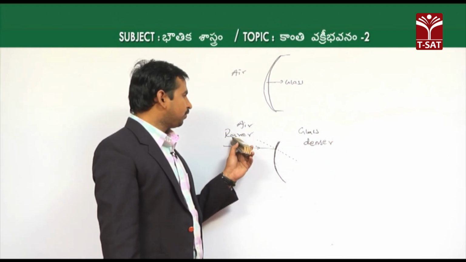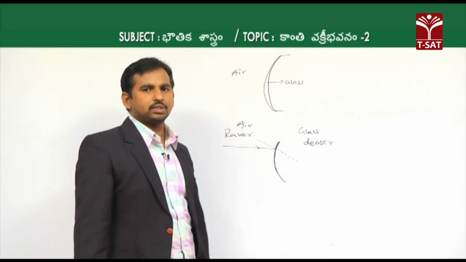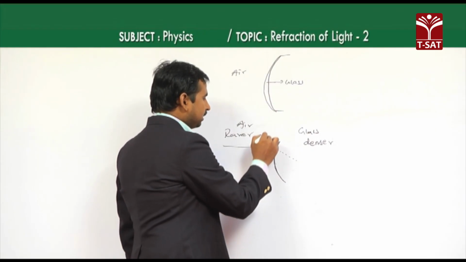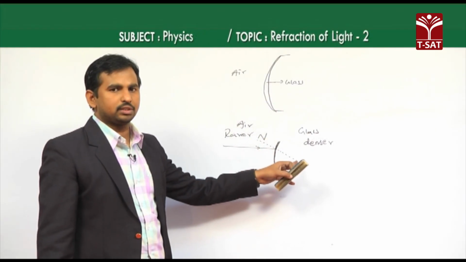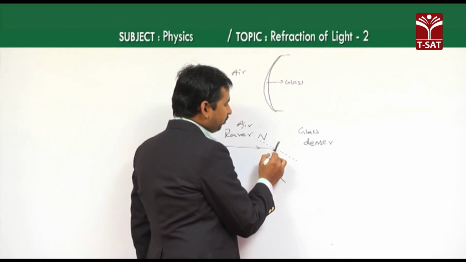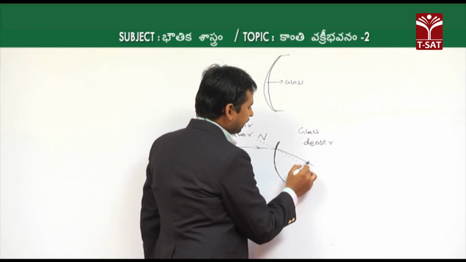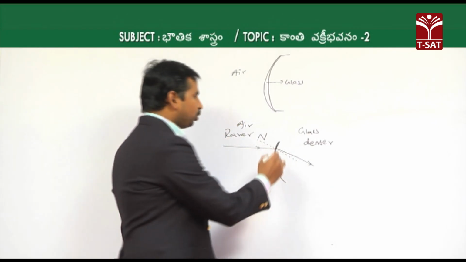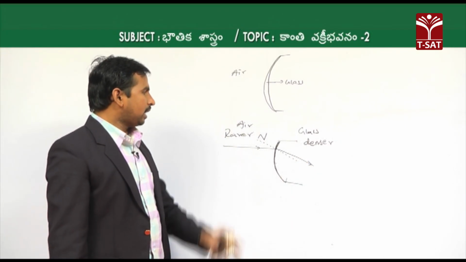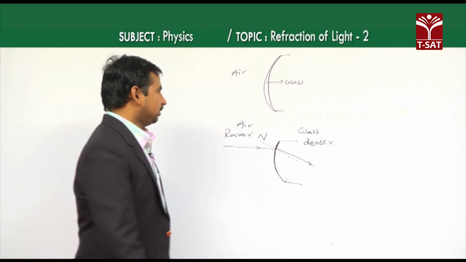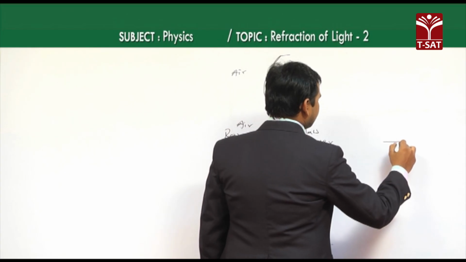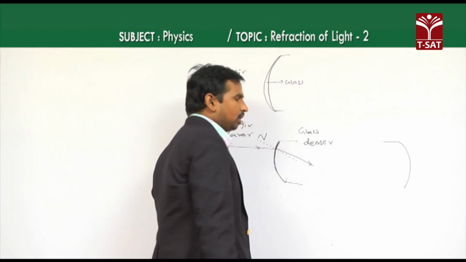As the light ray is coming from rarer to denser, the light ray always bends towards the normal. For this curved surface, this is the normal. These dotted lines represent the normal, and the light ray bends towards the normal like this. If we assume this is the glass, the light ray enters the glass, and next it passes from this glass to the other side, which is the convex surface.